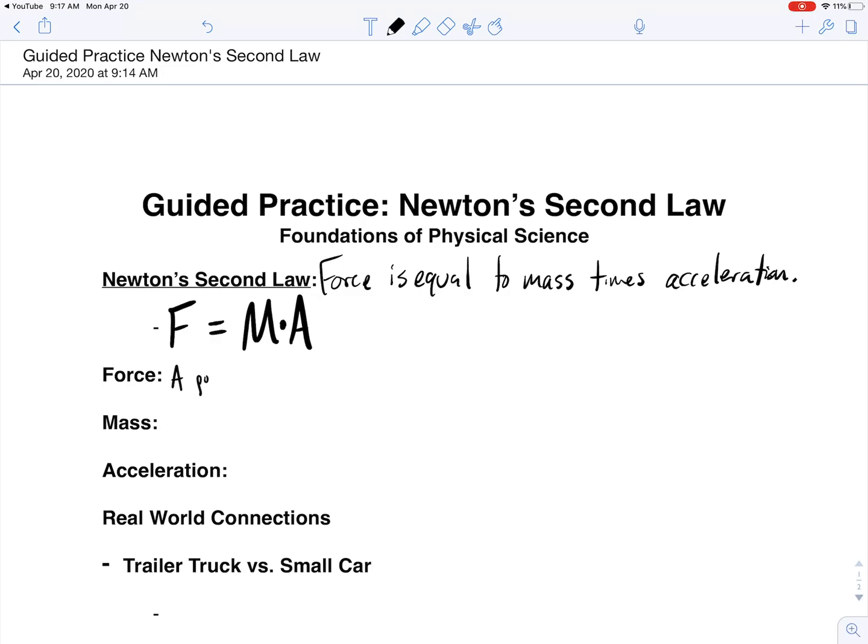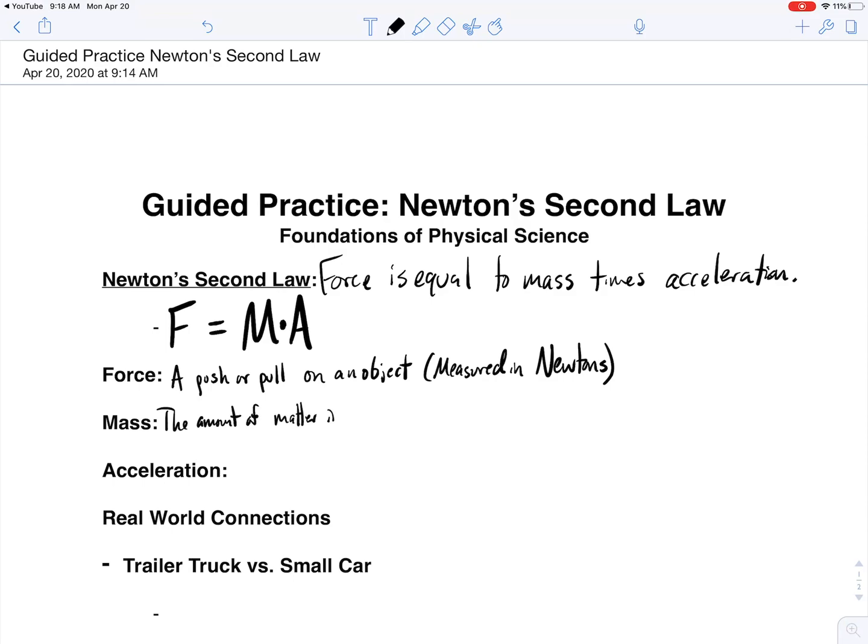So let's define the three variables in there. We've learned essentially about all three of these this year, but we know that force is a push or pull on an object. When we talk about force, we're talking about a push or a pull on an object, and that's measured in newtons. This guy was enough of a beast that they named a unit after him. We measure force in newtons. That's pretty cool. And mass, oh, we better know what mass is at this point in the year. Mass is the amount of matter in an object.